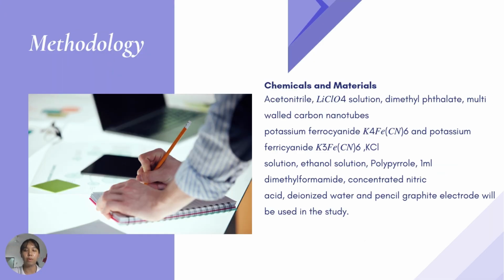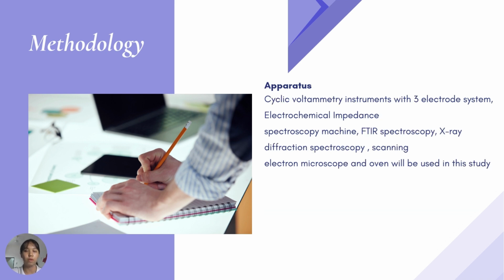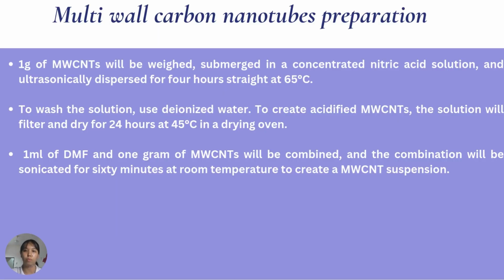Methodology. These other chemicals and materials will be used in the study. Same thing with the apparatus. Multi-wall carbon nanotube preparation. This nanotube must be prepared because it can enhance the electrochemical properties of the electrode. Then 1 gram of the nanotube will be weighed and submerged in concentrated nitric acid.